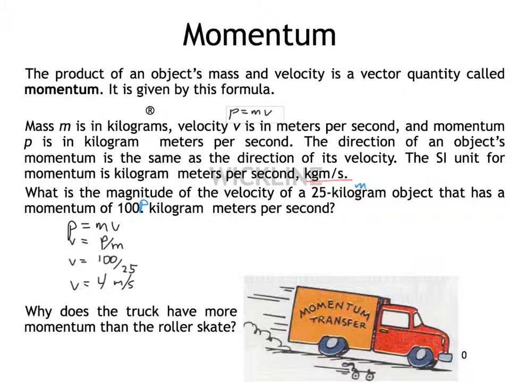In the final question, it seems to be conceptual. It just says, why does the truck have more momentum than the roller skate? So roller skate down here, truck here. Assuming they're moving at the same speed, the truck has more momentum because it has more mass. And you can see in the equation P equals mv that there's a direct relationship between momentum and mass.